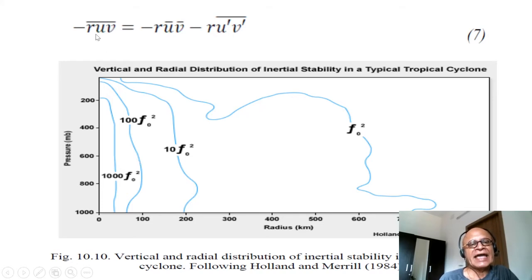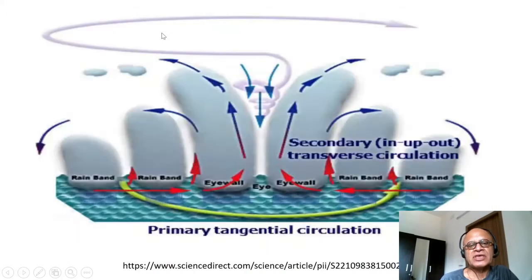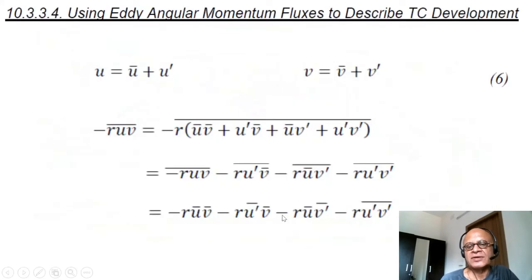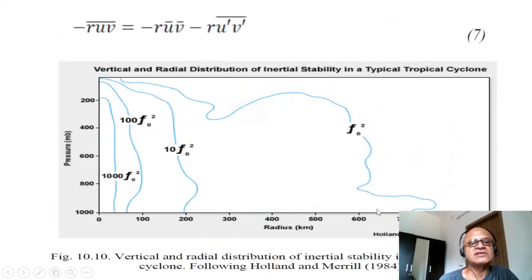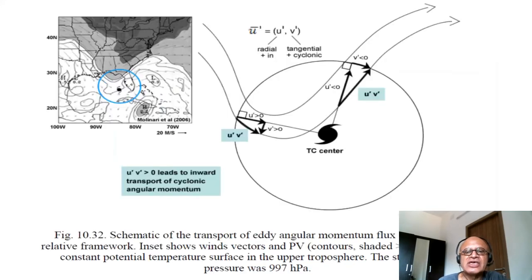So our eddy angular momentum flux coming in is written here by dropping the appropriate terms in this expression. This term should go to 0 and this term should go to 0, so you should only be left with this and this. So you are left with minus r u v bar becomes minus r ū v̄ minus r u′v′ bar. So it's the average of the eddy momentum fluxes, right? The main thing to understand here is that the eddy angular momentum flux is cyclonic coming in.